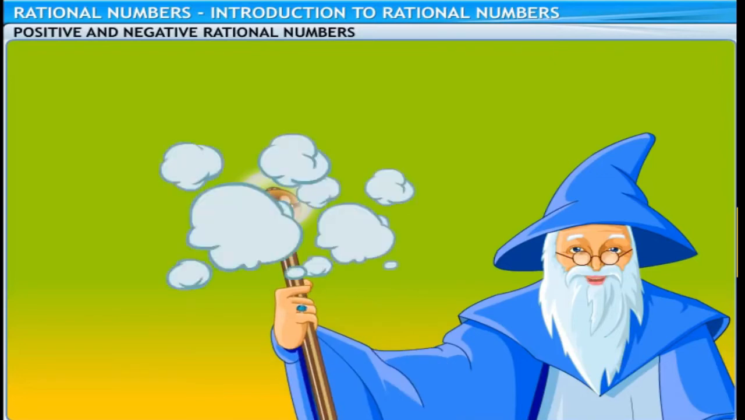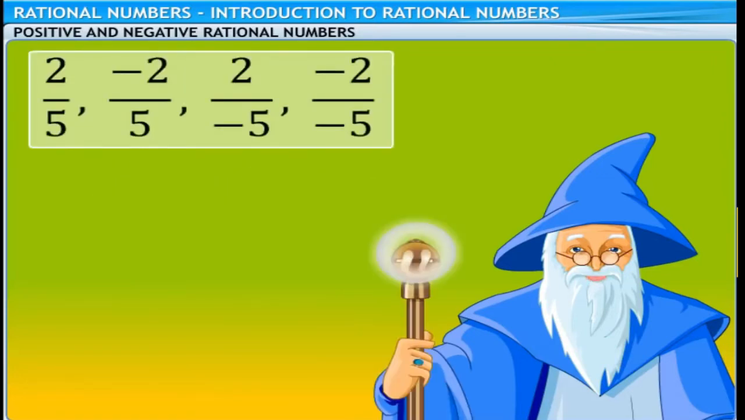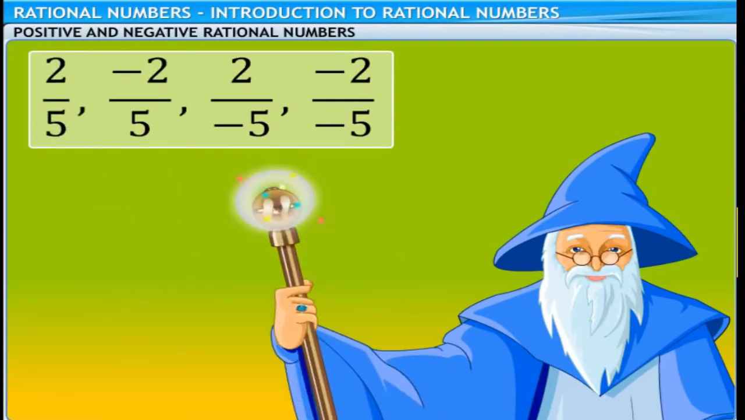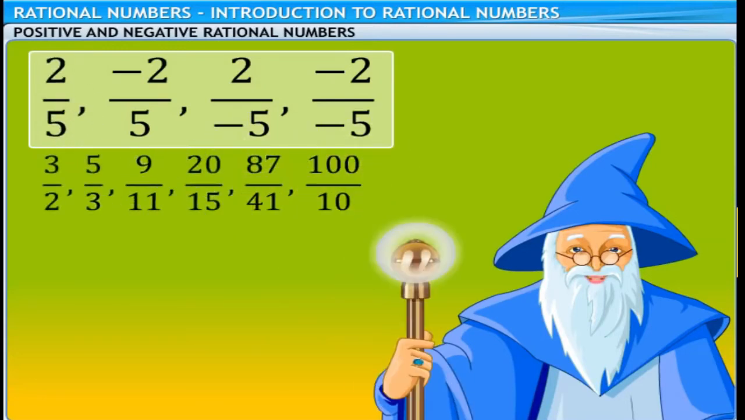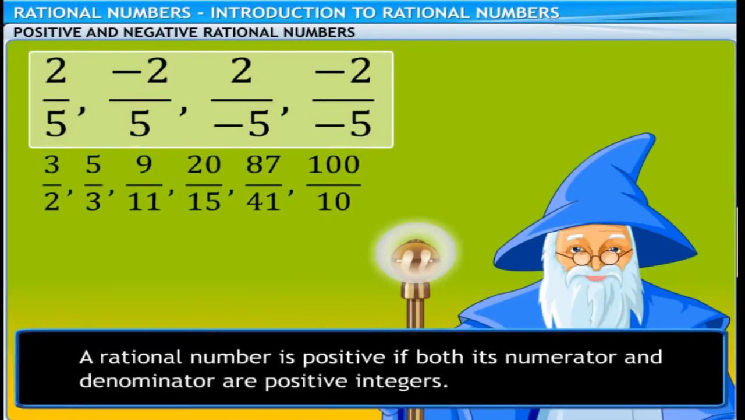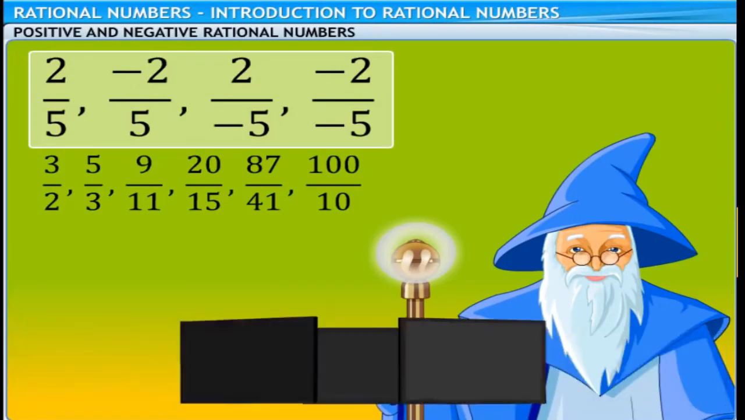Here are some rational numbers. Let us look at each one of them and see if it is positive or negative. Consider the number 2 divided by 5. Here, both the numerator and the denominator are positive integers. Here are some more examples of positive rational numbers. All such rational numbers where both the numerator and the denominator are positive integers are called positive rational numbers.